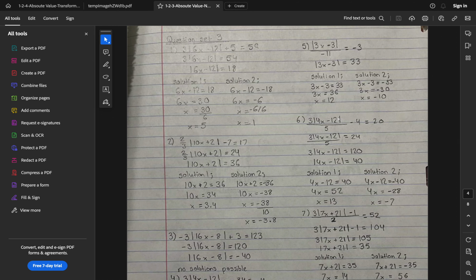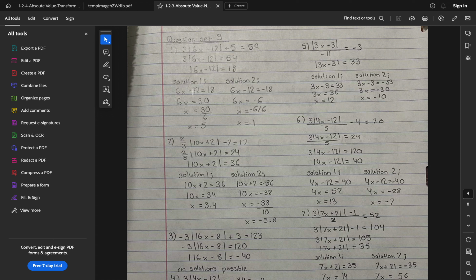Okay, now we're on to question set number 3. I'm just going to speed through these as they're very similar to the previous question set. So our equation is 3 times the absolute value of 6x minus 12 plus 5 is equivalent to 59. First things first, we rearrange according to BEDMAS, right? So we bring this at negative 5 on both sides. We get this number, right? And then we divide both sides by 3, which will give us 6x minus 12 is equivalent to 18.